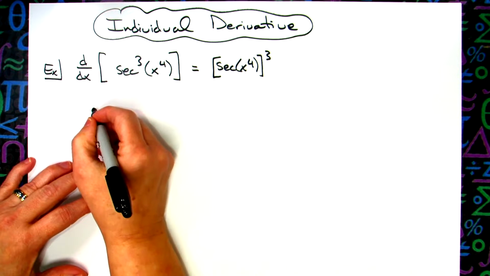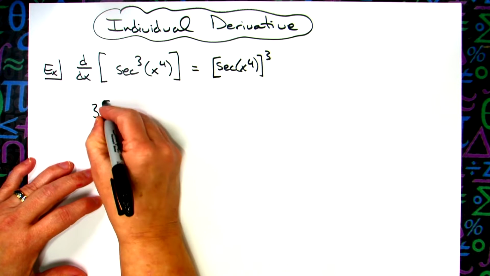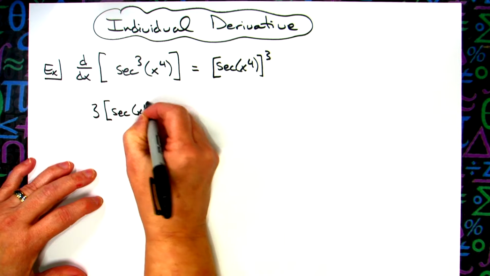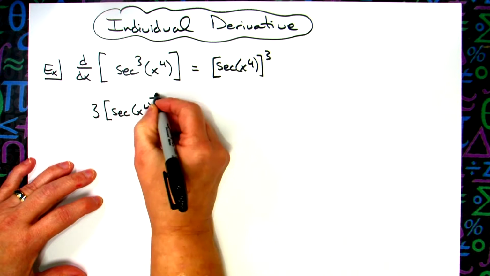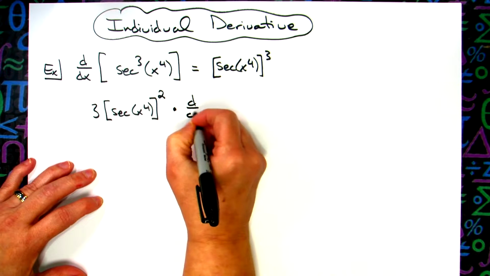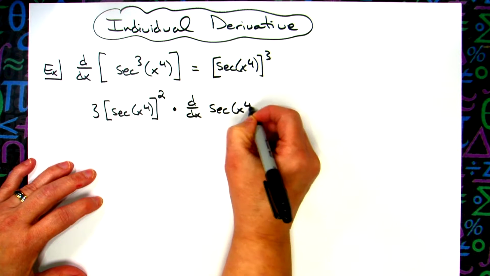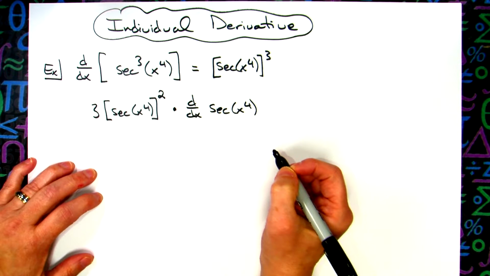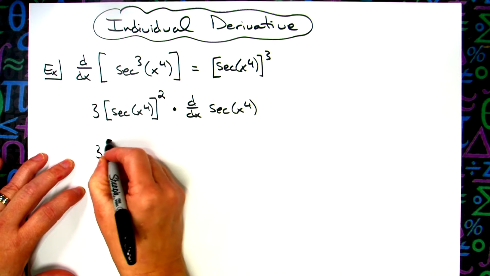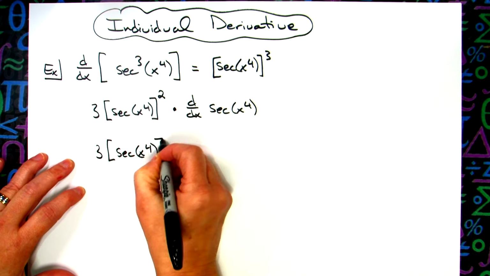All right, so then I'm going to pull that 3 down in front. I'm going to leave the inside alone, so secant x to the fourth. Decrease the exponent by 1, and then include the chain, so d dx of that inside function, secant x to the fourth. Okay, now at that point, going to our next line here, the 3 secant x to the fourth to the second power is going to stay put.